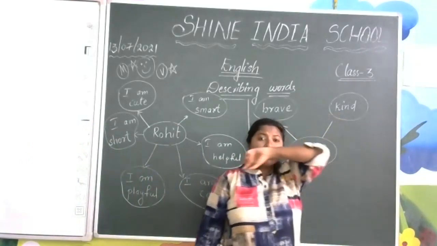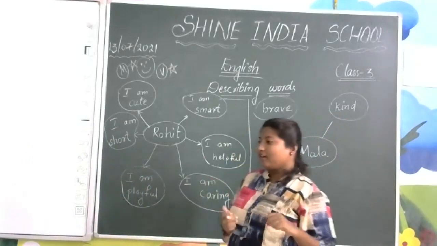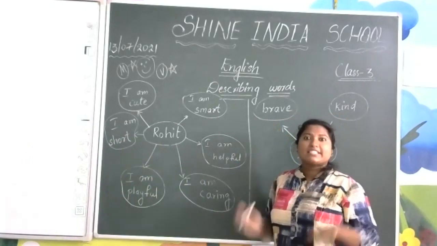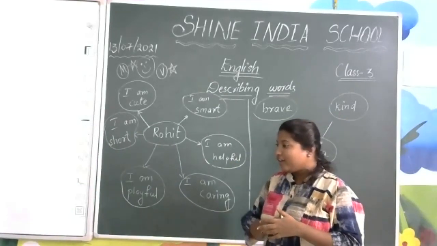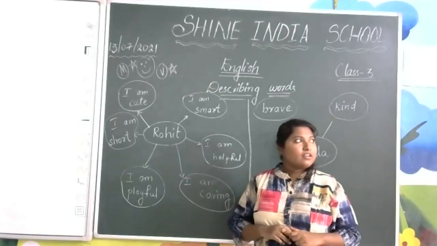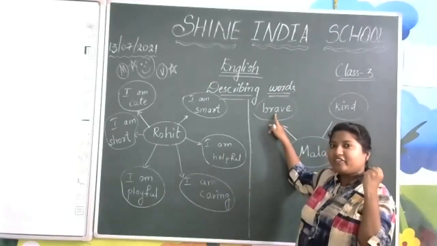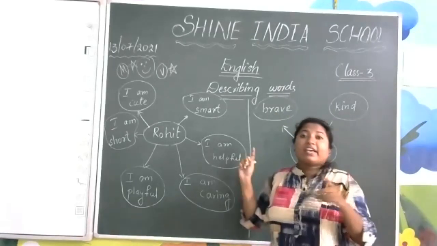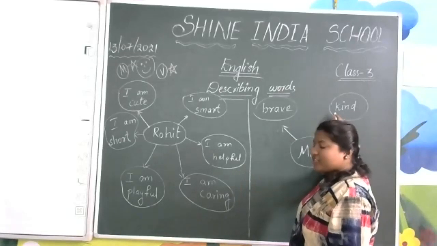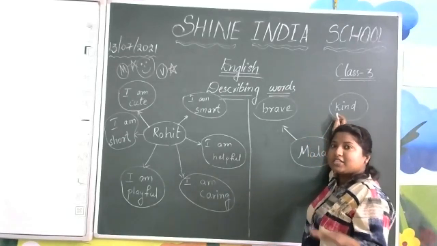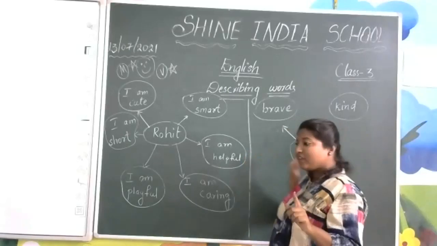Mala is kind. How, children? Mala is kind because Mala did not kill the snake. Did Mala kill the snake? No. Mala did not kill the snake. So, Mala took the snake bravely, daringly, and left the snake in the jungle. That's why Mala is kind. She will not kill animals. She will not hurt or beat anyone.